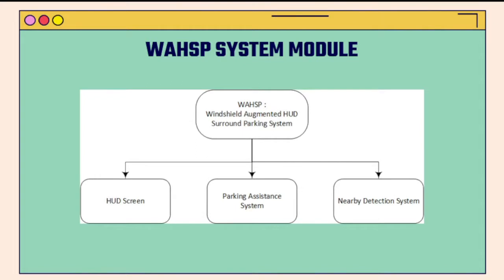On the reverse mode view, it will display a parking box to help the driver in parking. The third module is the nearby detection system. It will detect nearby objects, and if something has been detected nearby, it will send an alert to the HUD screen. Then move to the next section, which is the system architecture.